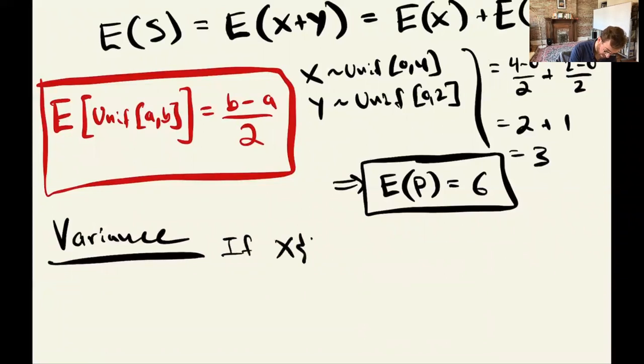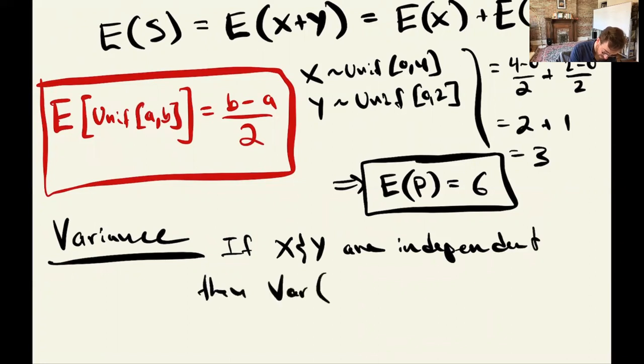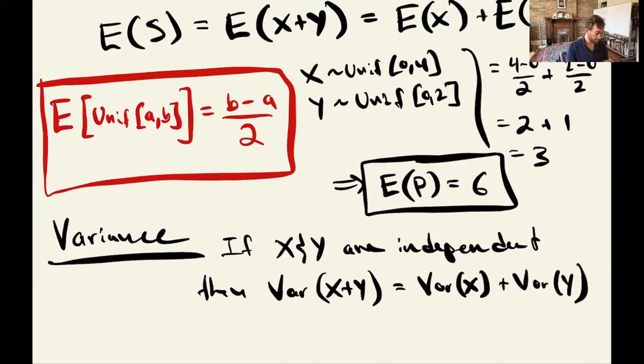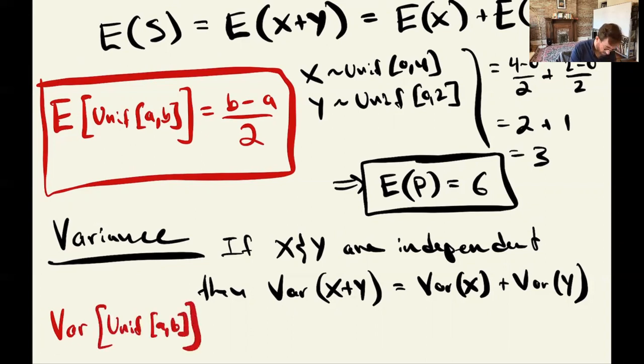So if X and Y are independent, then the variance of X plus Y is equal to the variance of X plus the variance of Y. And I'm also going to put to good use the variance formula for the uniform distribution, which ends up equaling (b minus a) squared divided by 12.